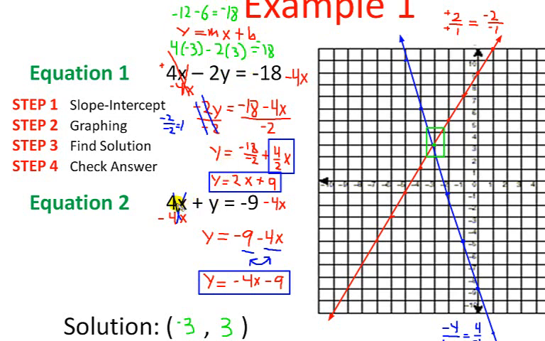So now let me try the second one. I'm going to go ahead and write this one off to the side over here. I have 4 times x, which is negative 3.